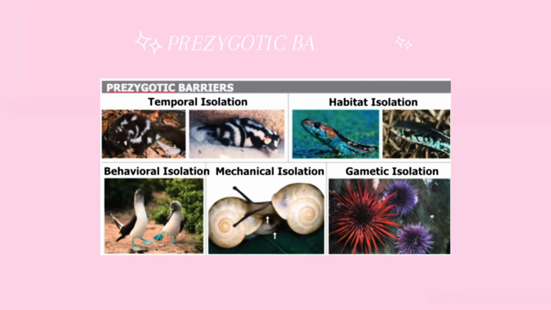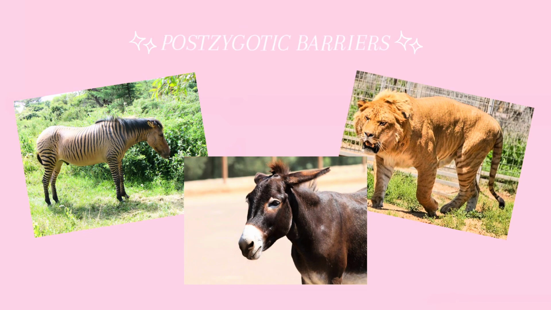Eventually, these genomic differences lead to reproductive barriers. Some are prezygotic, like different mating behaviors or seasons. Others are postzygotic, such as sterile hybrids like mules.